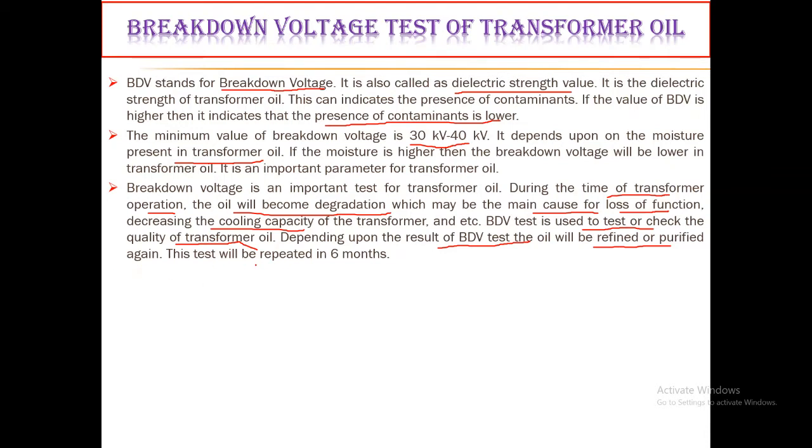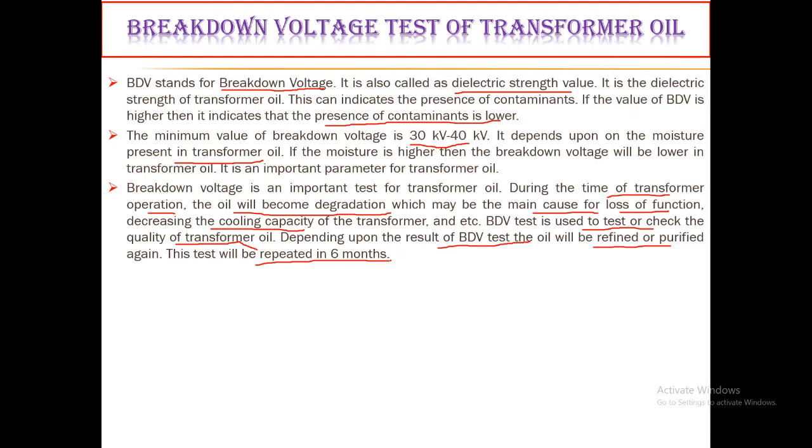This test will be repeated every 6 months. For that you have to take out a sample of the oil from the drain area of the transformer, using the drain valve normally provided at the bottom of the transformer tank. You just open that tap, take out the sample, and then conduct the breakdown voltage test. If the value is within the permissible range, then it does not need any kind of purification. But if the value gets violated, then it needs purification.